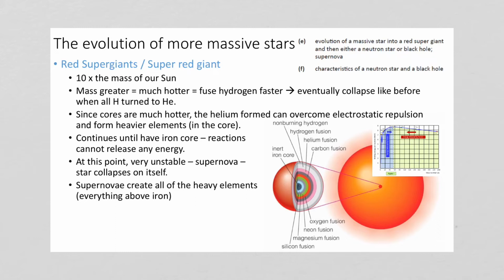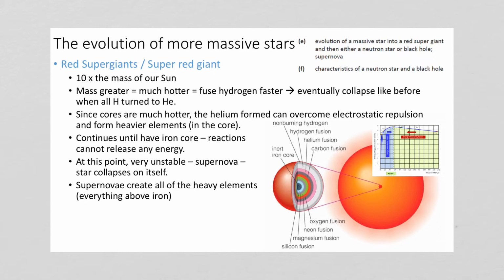But since the cores are much hotter, the helium formed can overcome electrostatic repulsion and then form heavier elements in its core. So a bigger star will be able to fuse larger elements far easier, and that's where we get a lot of our heavier elements from, and then even more once we get to a supernova in a moment. So fusion here can continue until the core, we believe, turns into iron.